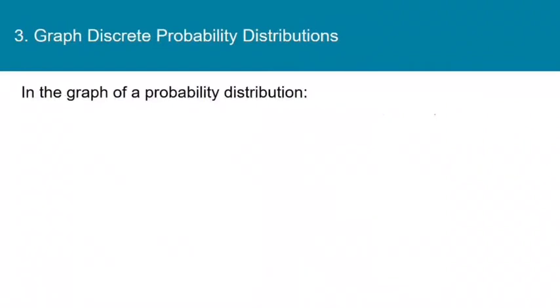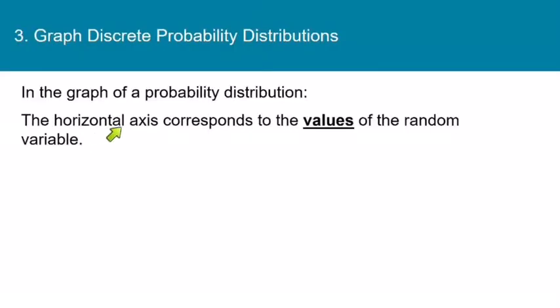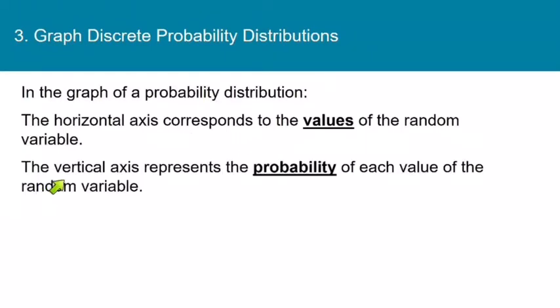Now we are going to talk about graphing probability distributions. This is not that different from making a histogram, but it does look a little different. So let's just talk about this for a minute. In the graph of a probability distribution, the horizontal axis corresponds to the values of the random variable, and the vertical axis represents the probability of each value of the random variable.